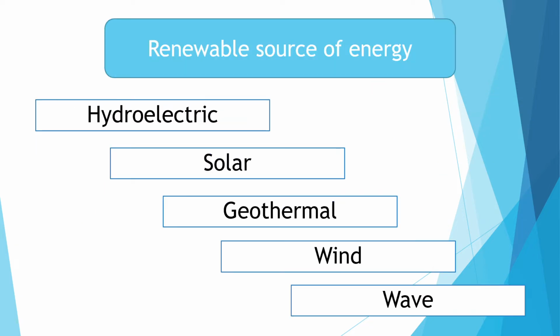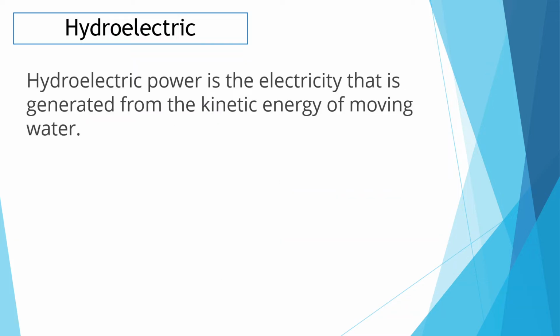So let's look at examples of renewable sources of energy. You actually need to remember all these energy sources. So you have hydroelectric, solar, geothermal, wind, and wave. We'll be looking at this one by one and how this source of energy can be used to produce electricity for us to use. Hydroelectric power is the electricity that is generated from the kinetic energy of moving water. Hydro is from the word water, so hydroelectric is basically using water to produce electricity.